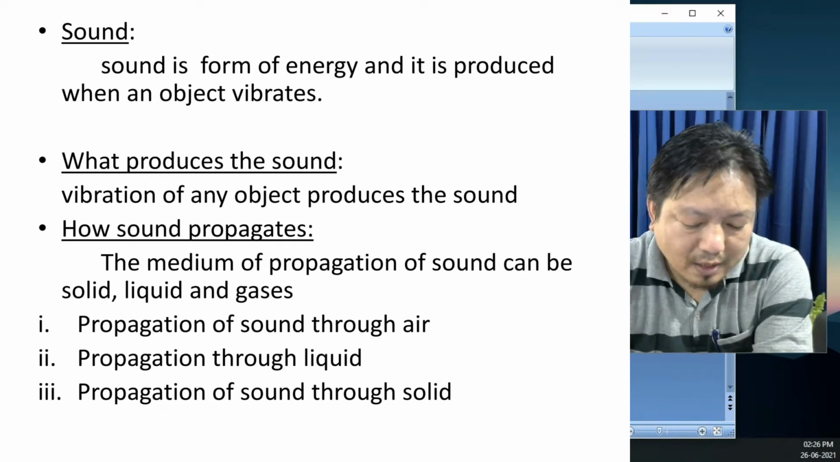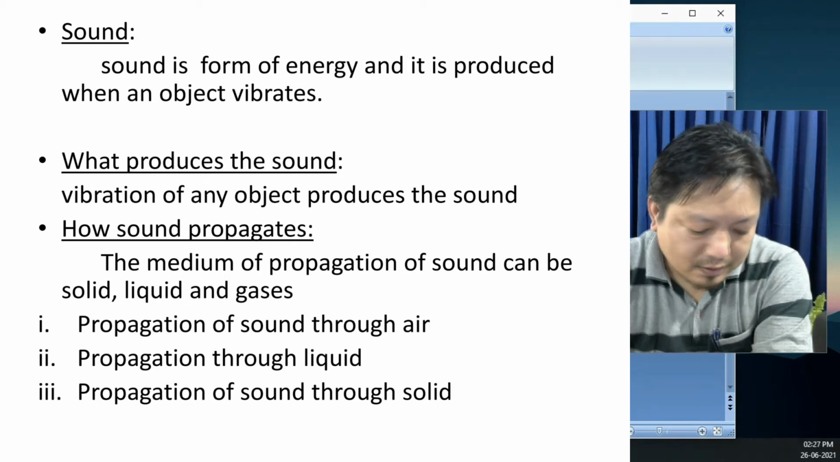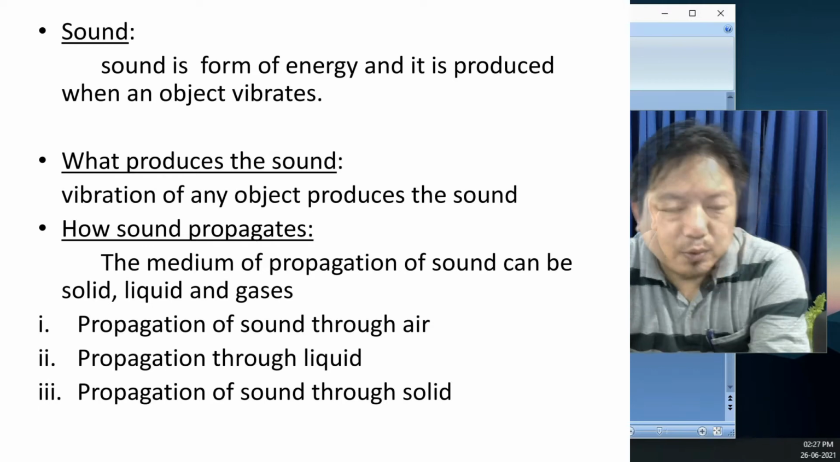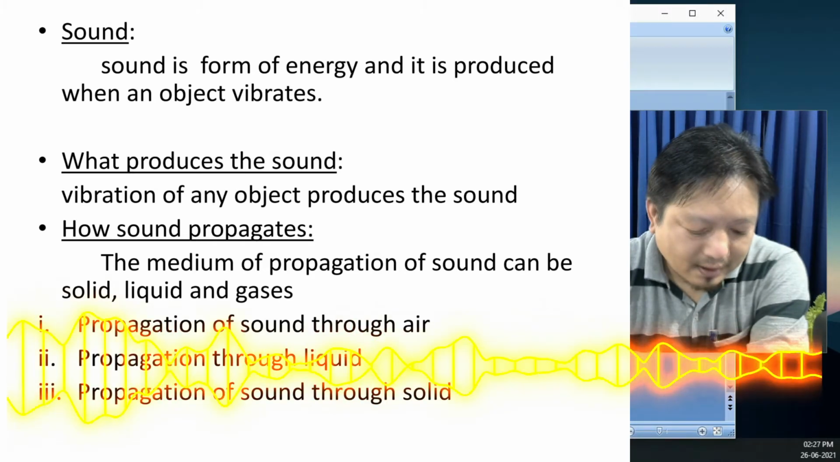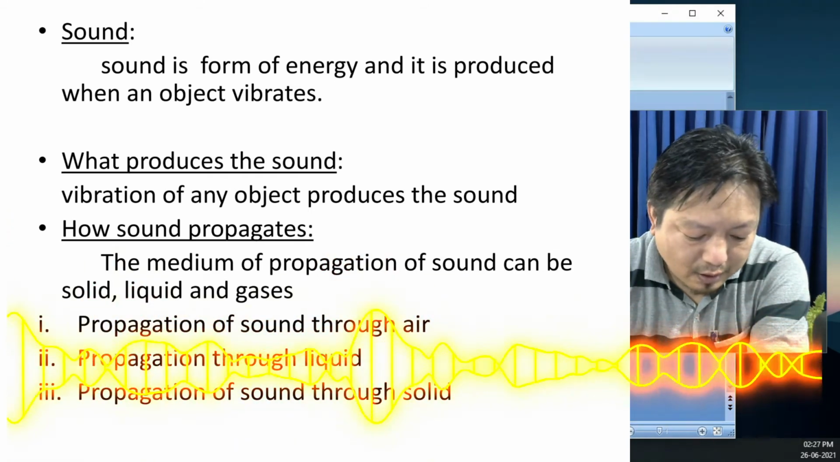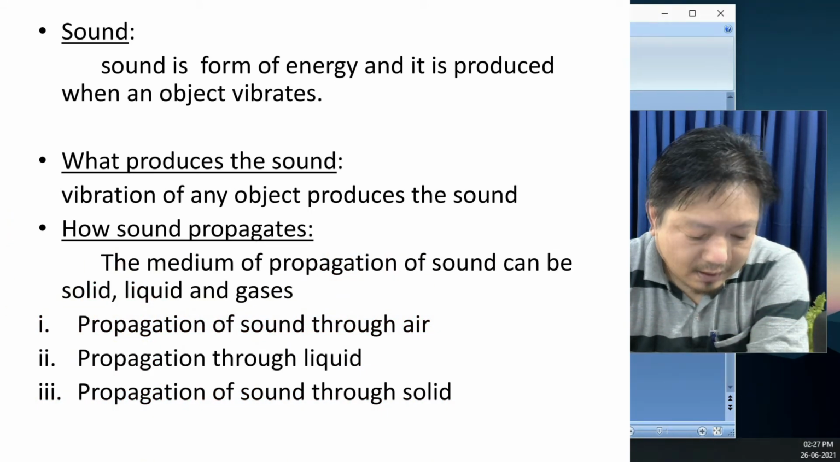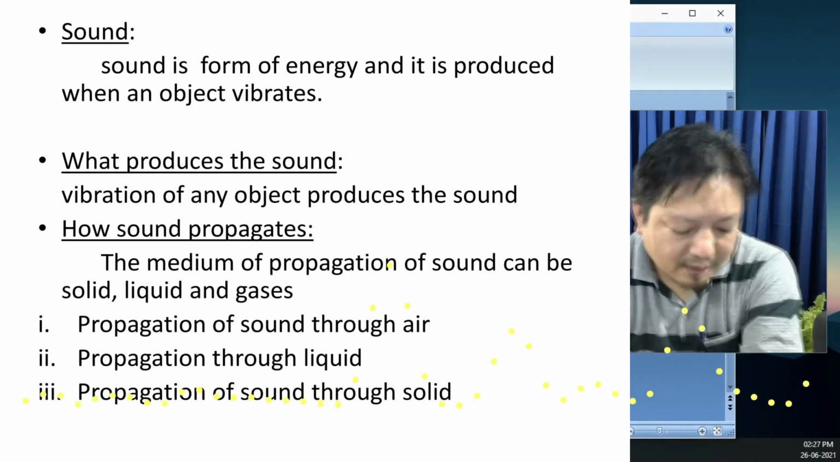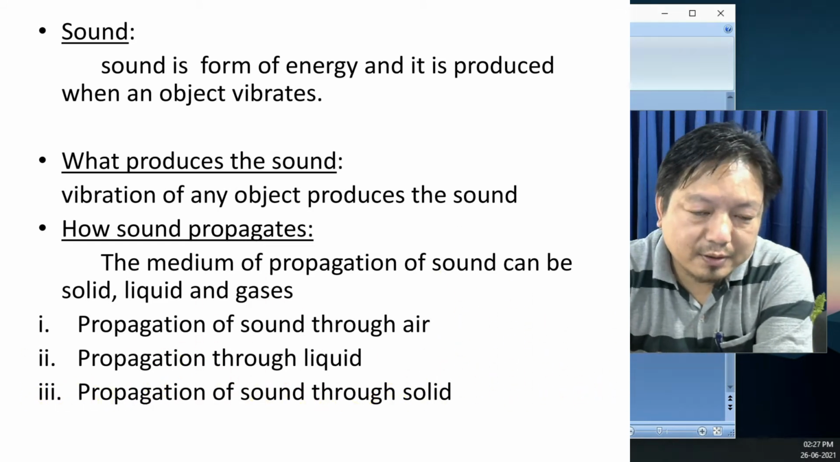So what produces sound? Let's see what produces sound. To understand this, first we need to understand vibration. So what is vibration? It is the to and fro or back and forth motion of an object. For example, if we stretch a rubber band with one hand and pluck it in the middle, it starts to move back and forth. In short, it starts to vibrate. It is this vibration that produces sound.